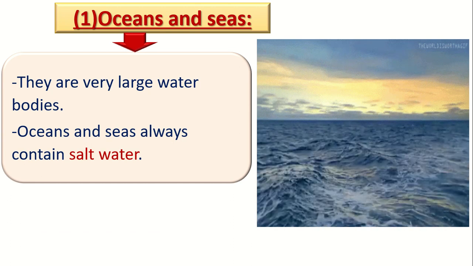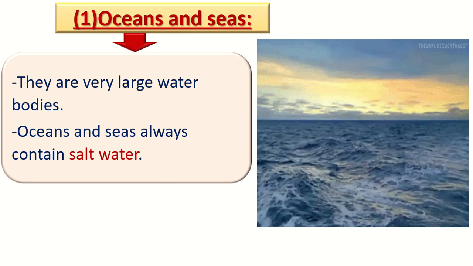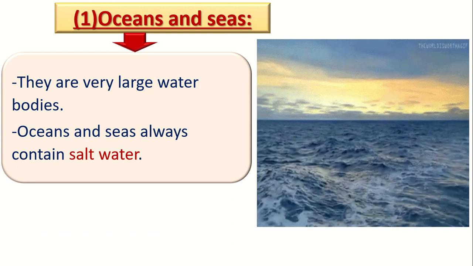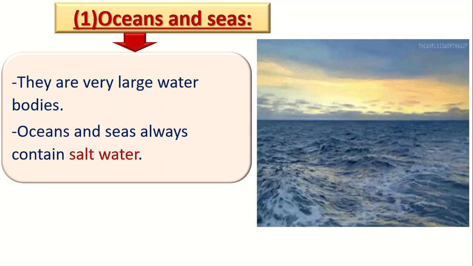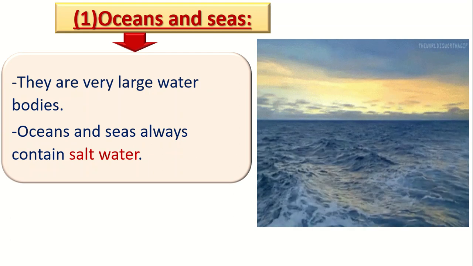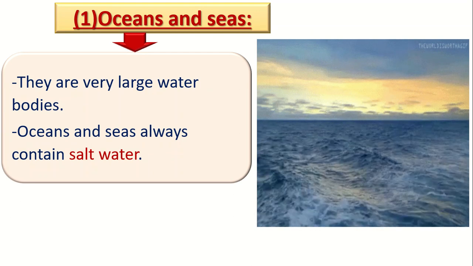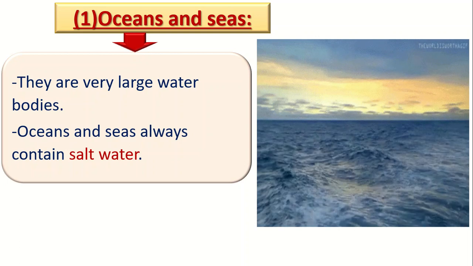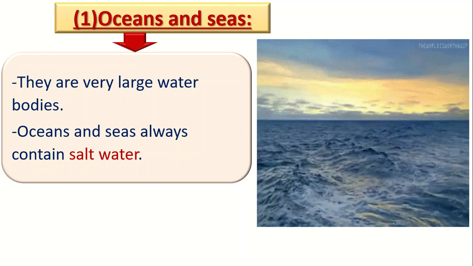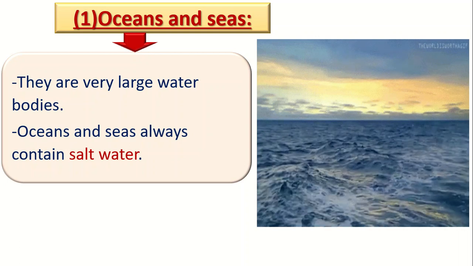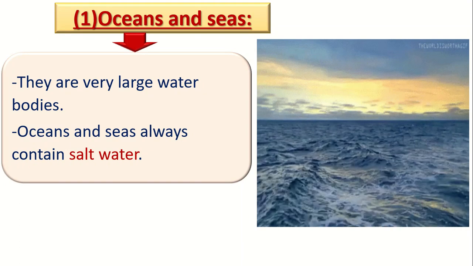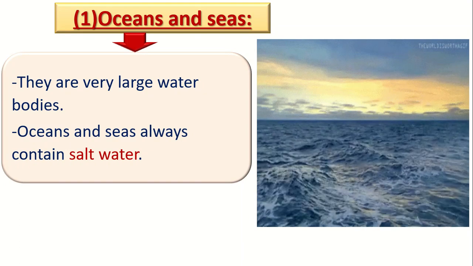Let's start with oceans and seas. Oceans and seas are very large water bodies. They are not small, they are large water bodies. Okay, do they contain salt water or fresh water? Of course, oceans and seas contain salt water. So they are large water bodies that contain salt water.